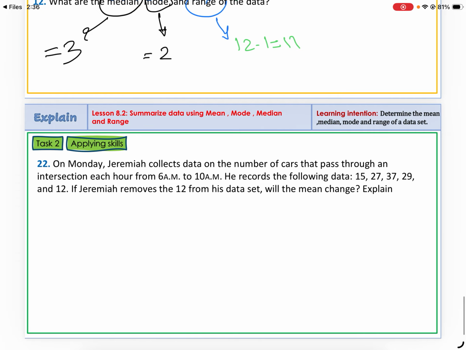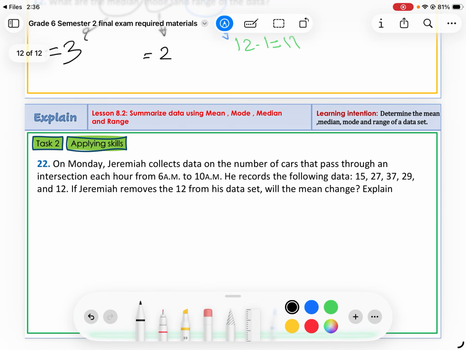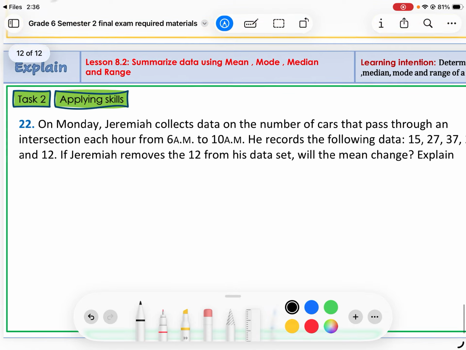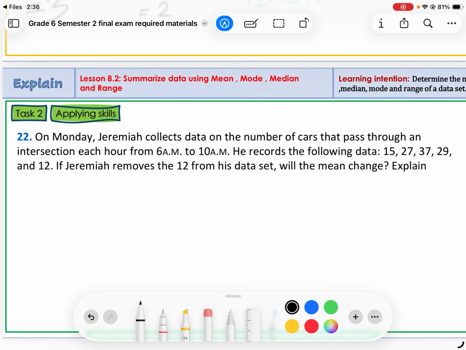Okay, finally we're going to move on to our last question. This is a really important question. So we have here: on Monday, Jeremiah collects data on the number of cars that pass through an intersection each hour from 6 a.m. till 10 a.m. Okay, mashallah, he has nothing to do. He's just sitting and recording the cars that are passing by. So he records the following data. He got 15, 27, 37, 29, and 12 cars.